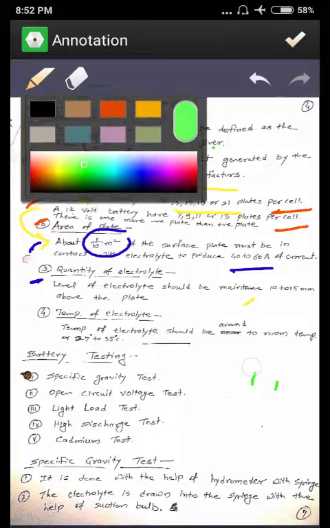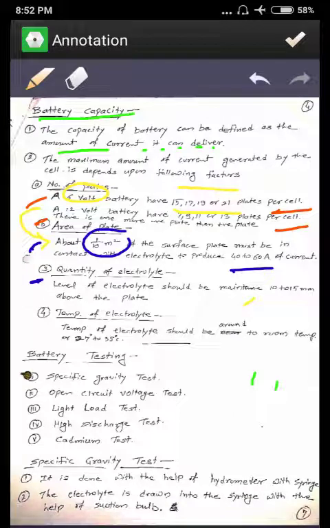The next point is quantity of electrolyte. The quantity of electrolyte should always be maintained 10 to 15 above the plate. As we studied in the last video, the electrolyte is a solution or mixture of sulfuric acid, that is 40% sulfuric acid and 60% distilled water. When distilled water evaporates, the level of electrolyte gets reduced in the battery. So we add only distilled water, we don't add sulfuric acid, when we maintain the level of electrolyte.